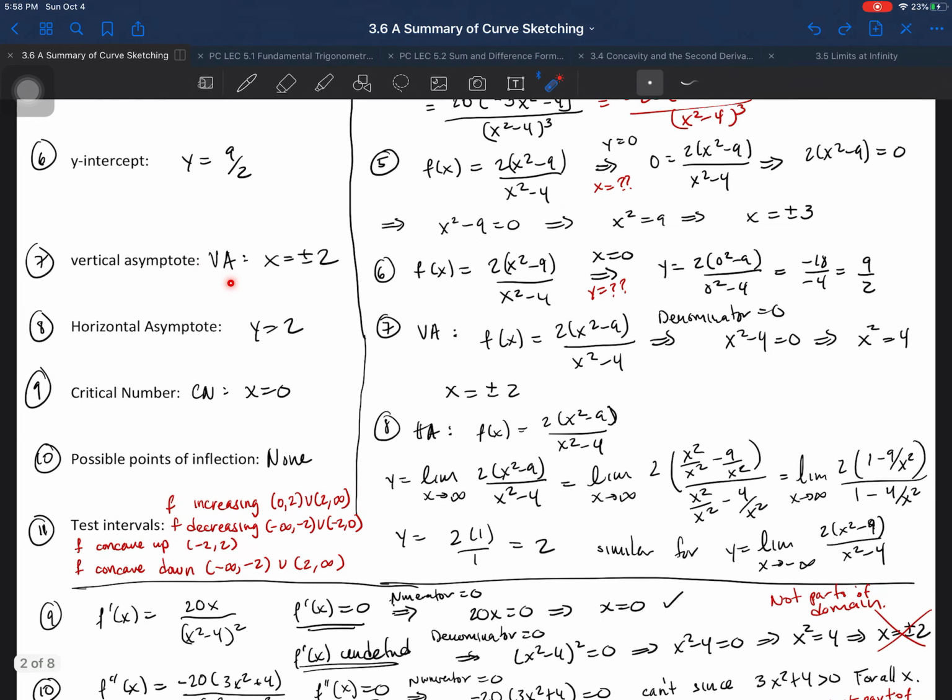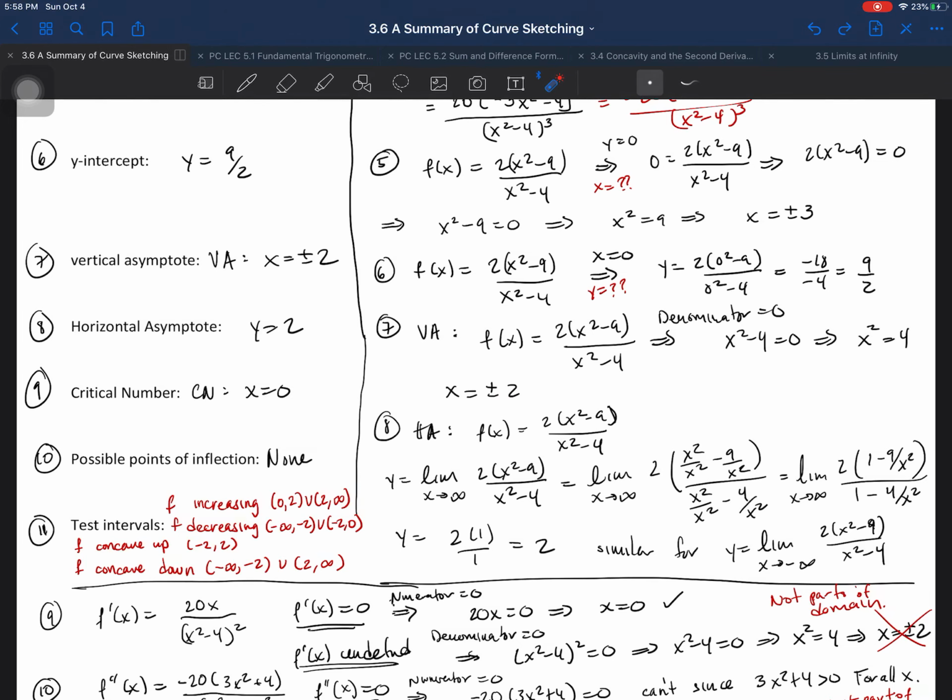Then we're going to look at the vertical asymptotes. We reviewed this in one of the sections before, and also we know this from college algebra. So how do we find the vertical asymptotes when we're dealing with a rational function? We look at the denominator. So we set the denominator equal to 0, and we solve for x by applying the square root property. We get plus or minus 2.